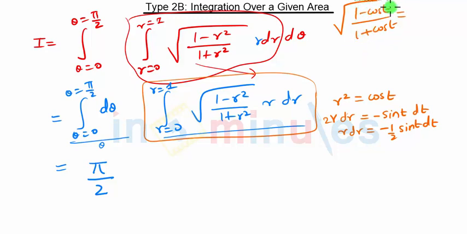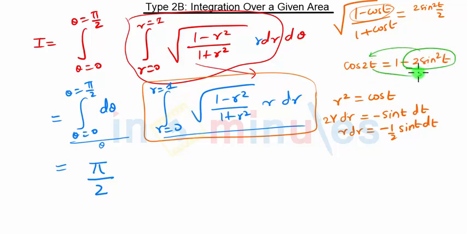So 1 minus cos t is nothing but 2 sine square t by 2, because cos 2t is 1 minus 2 sine square t. So when we take minus 2 sine square t here and cos 2t here, we will get 2 sine square t equal to 1 minus cos 2t. If we have angle t, then in cos it is 2t, so that is twice the angle of sine t.